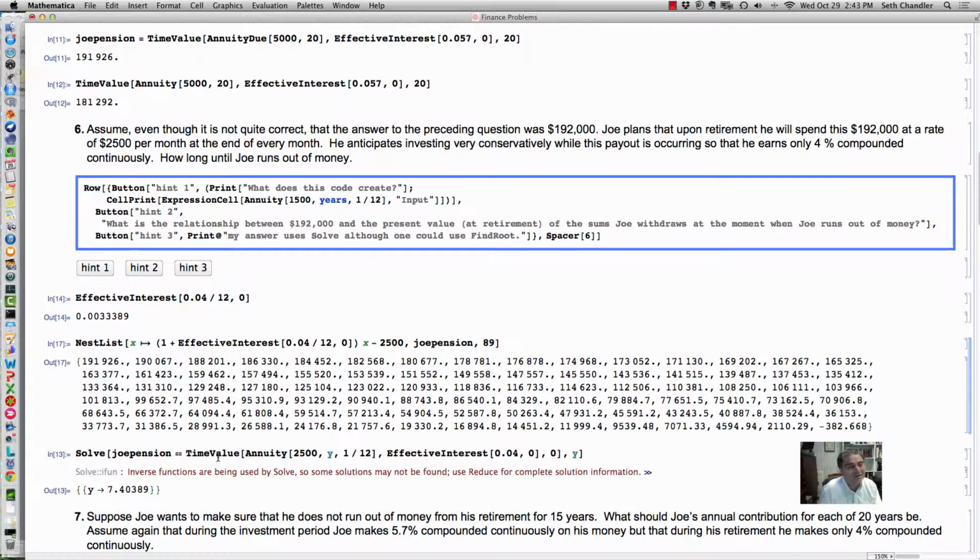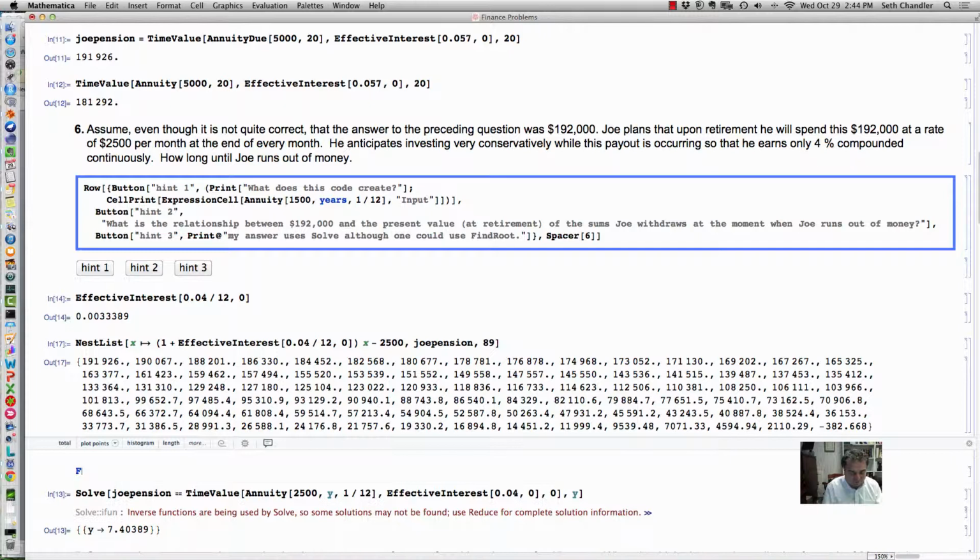So I had two different ways. The annuity command allows you to put in an initial payment also. I had done it a different way with the find root, where I said that the payments were negative 2,500 and the initial payment was 192. And then I found the value that set it equal to zero. So I had X as the payment in the annuity and X as the future date.